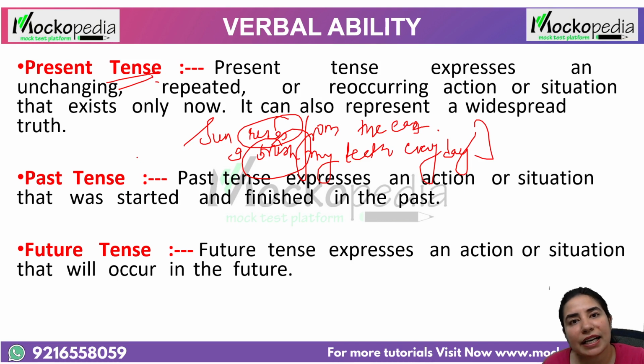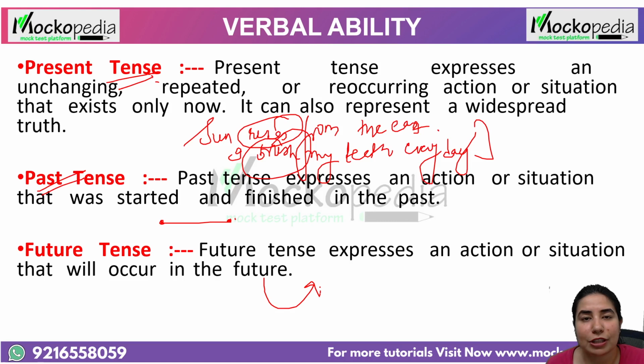Past, like I said, it is an expression of an action or a situation that was finished and started in the past. So action started in the past, it finished in the past, and that's where we are going to use the past tense. Coming to the future tense expresses an action that will occur in the future. So that's going to happen in the coming time, right? So this is the simple classification.